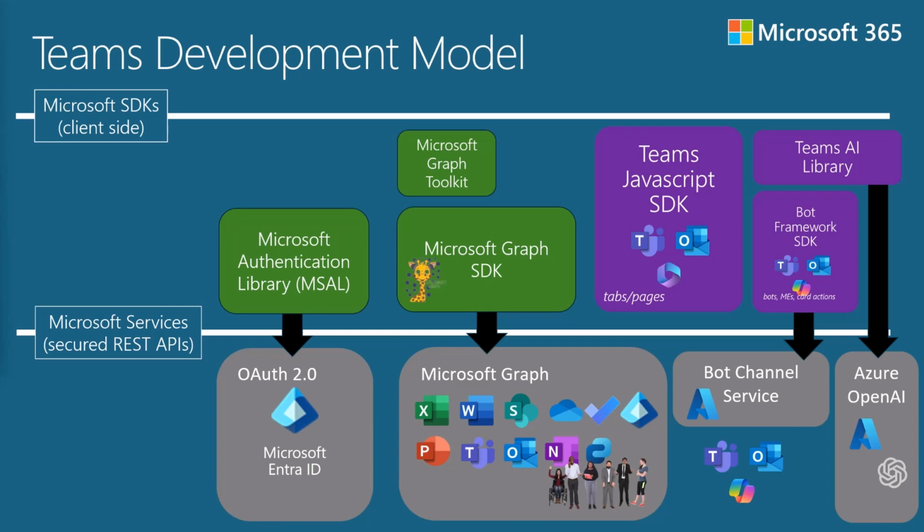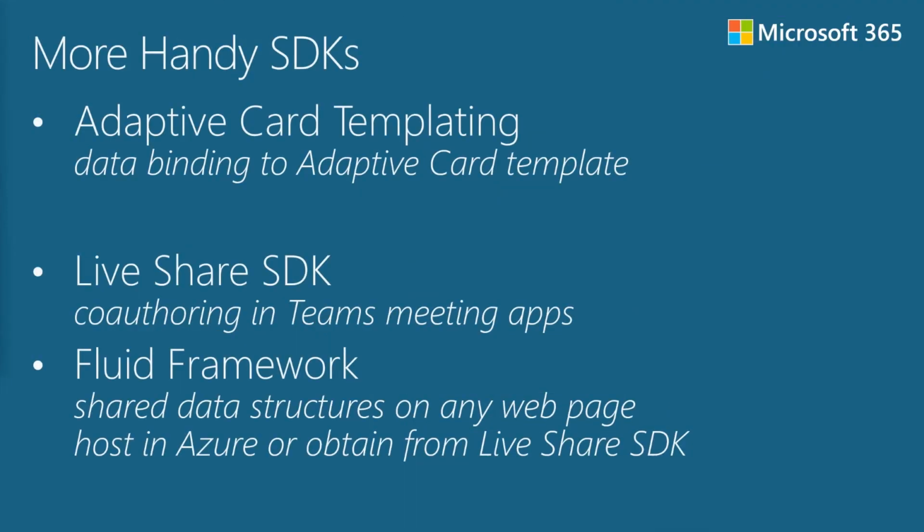There are a couple of other handy software development kits that I want to mention here. One is the Adaptive Card Templating SDK. This is what allows data binding to adaptive cards, which are used inside of message extensions, Teams chatbots, and in Copilot. Also, there's the LiveShare SDK, which allows co-authoring in Teams meeting apps.